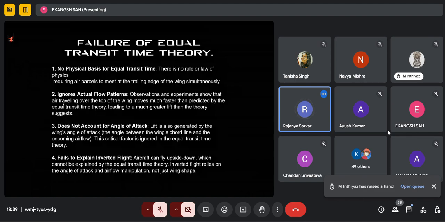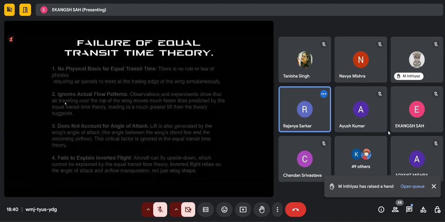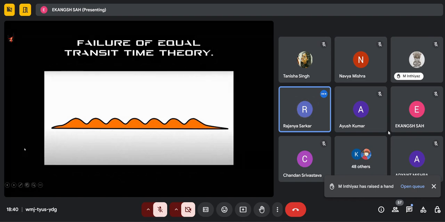The experimental setup was, please change the slide. Okay.